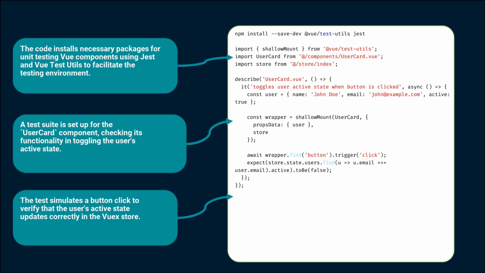We'll trigger a click event on the button within the user card. After that, we'll write an expectation to check if the user's active state in the Vuex store has been updated correctly to false. This automation of checks through tests is immensely helpful. It allows us to catch any potential issues during development, ensuring our application remains robust as we tweak things going forward.